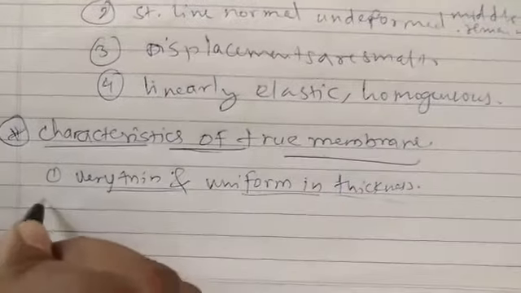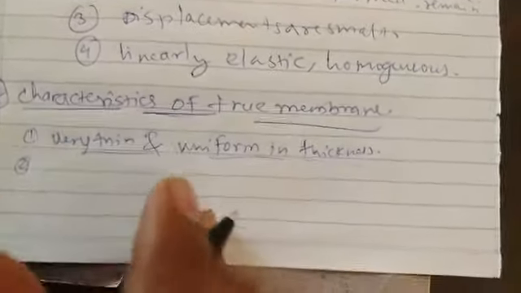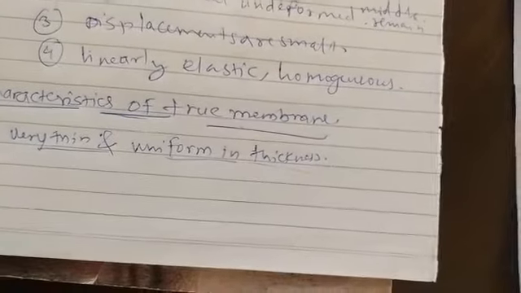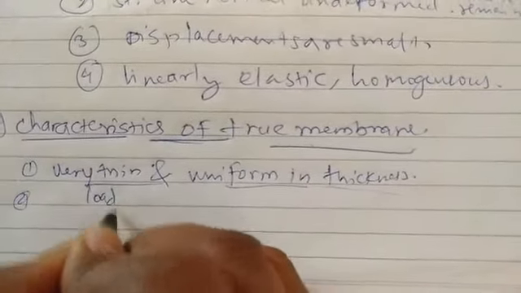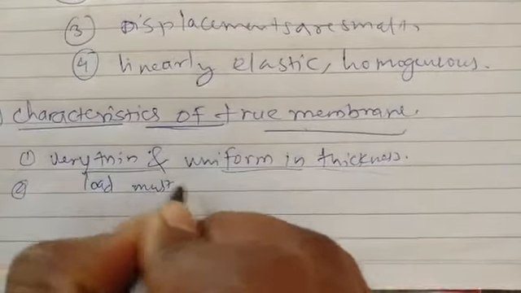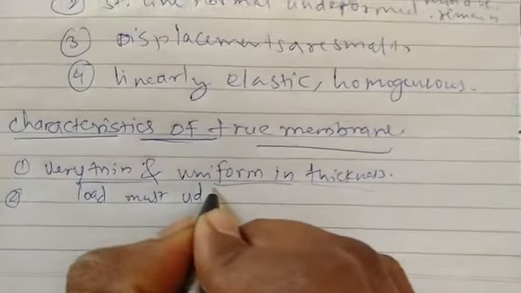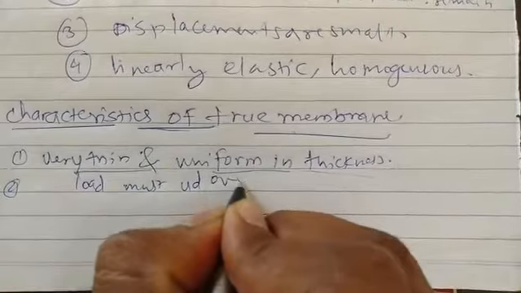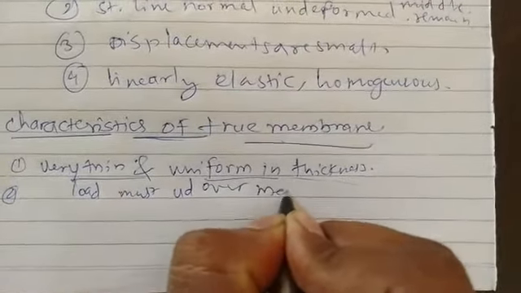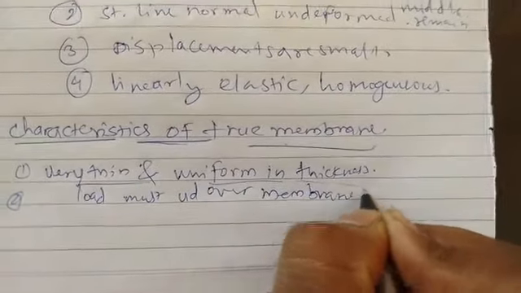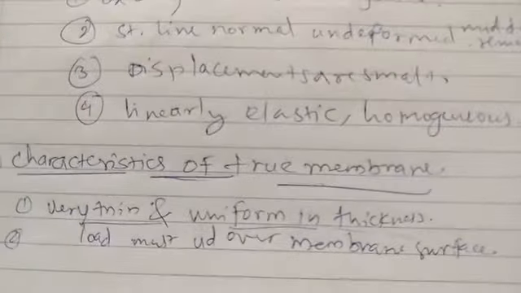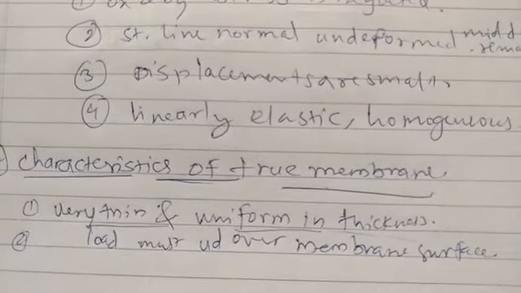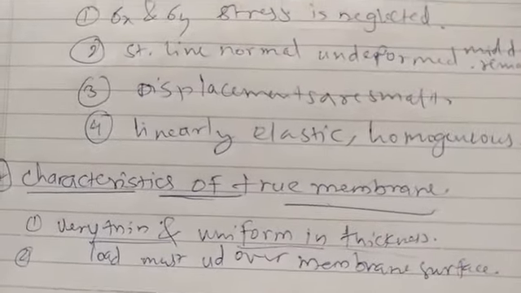Now the second characteristic: the acting load must be continuously distributed over the membrane surface. So the acting load must be uniformly distributed over the membrane surface, and the intensity of loading must be constant. So that is the second characteristic.